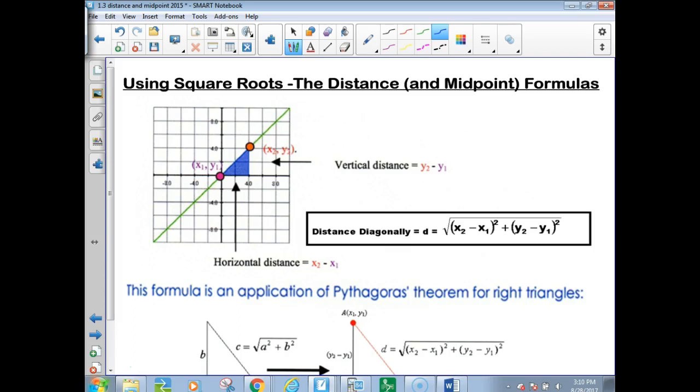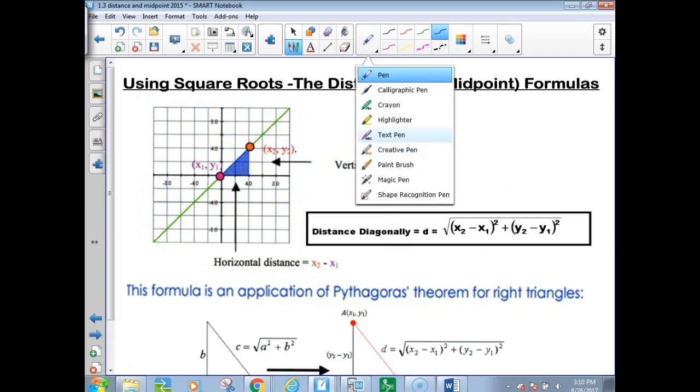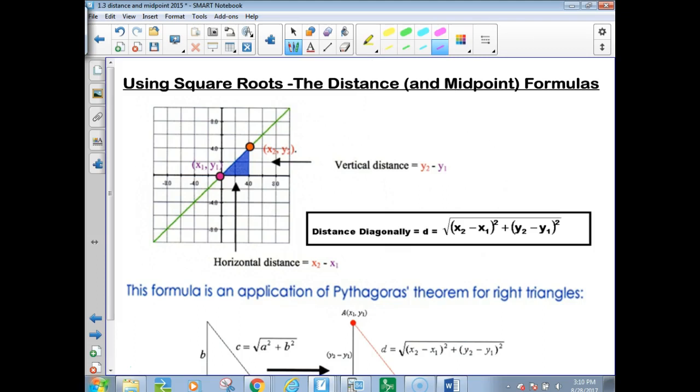I'm recording. Thank you. Using square roots to find the distance and then the midpoint formula. This formula, I get it. It looks like crazy hard, right? It's big. I want to break it down and make it look less ominous, okay? So I'm going to use highlighters, and I'm going to use pink for X and blue for the Y's. Okay, and I want to get this formula simplified for you.